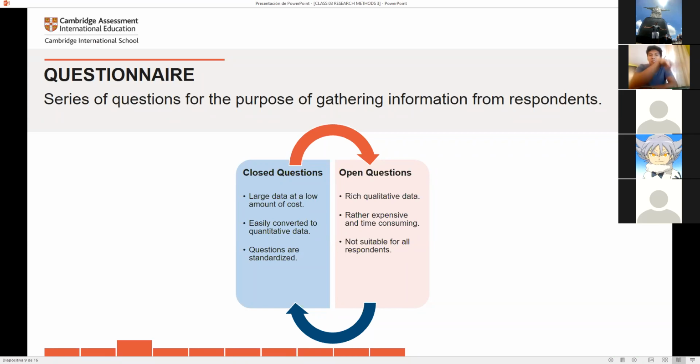And also we have mixed questionnaires, which combine these 2 types of questions. You also have to be very careful with the variables that you're measuring, because when you mix them, the results or conclusions of your experiment may vary greatly.